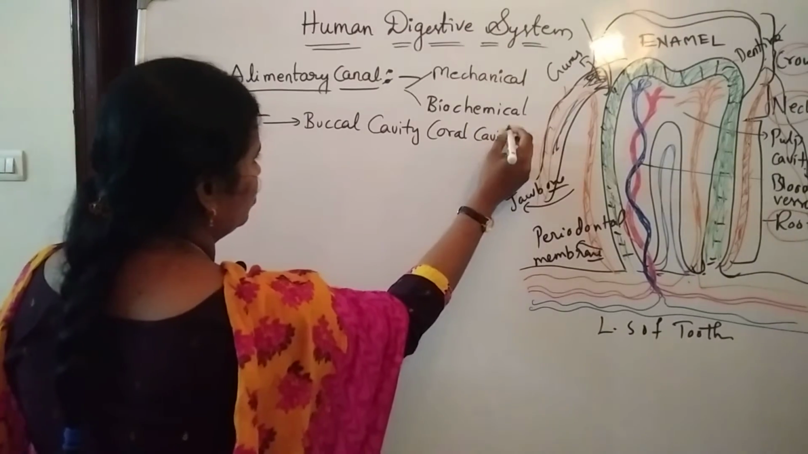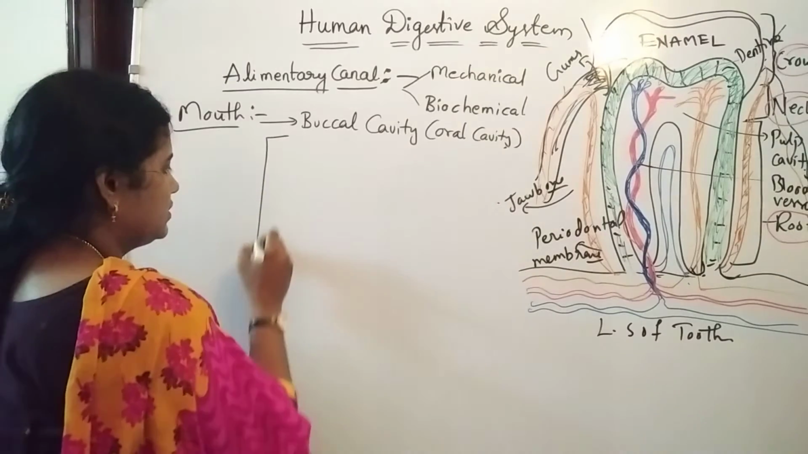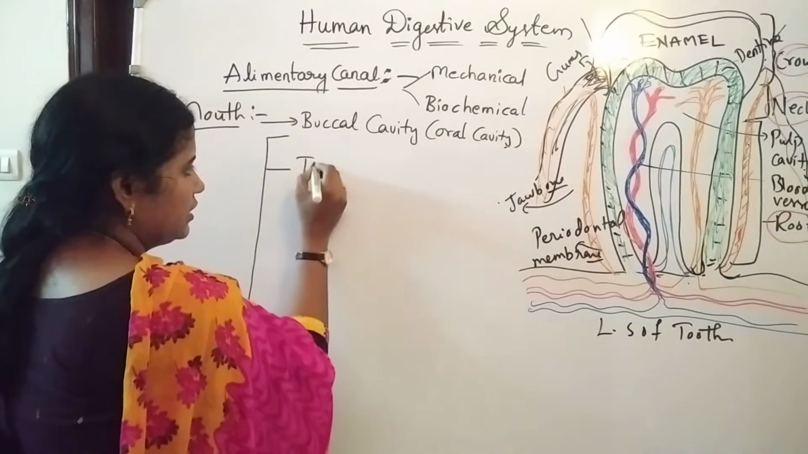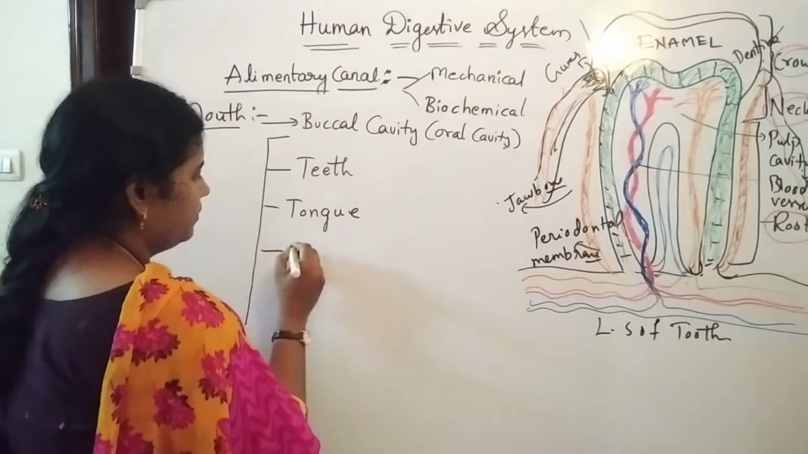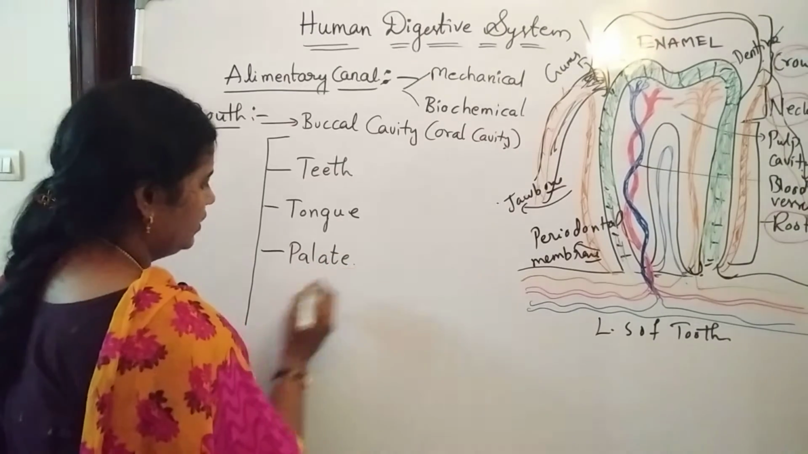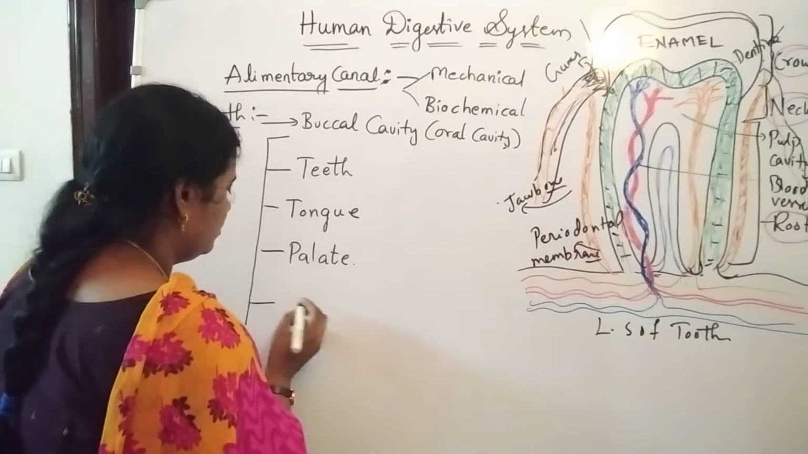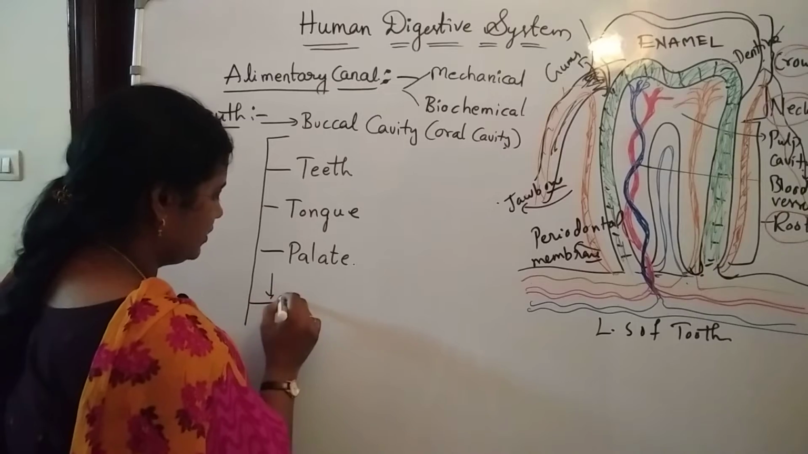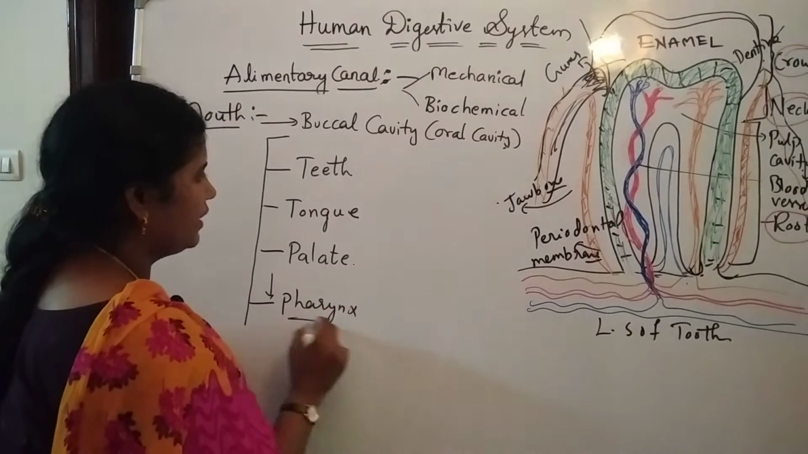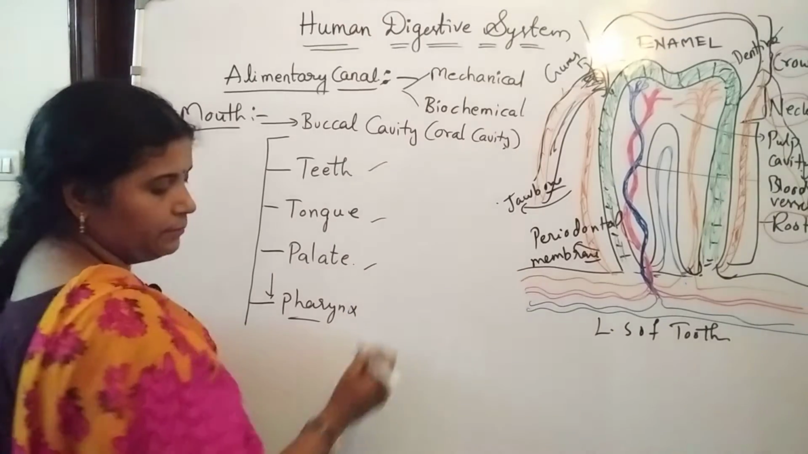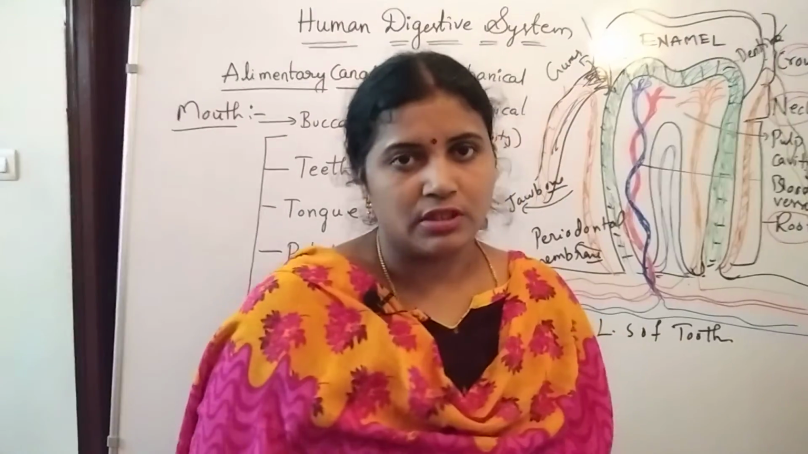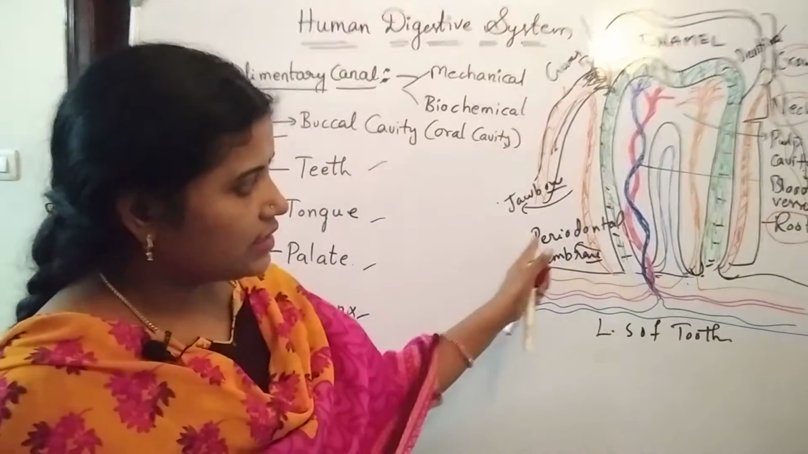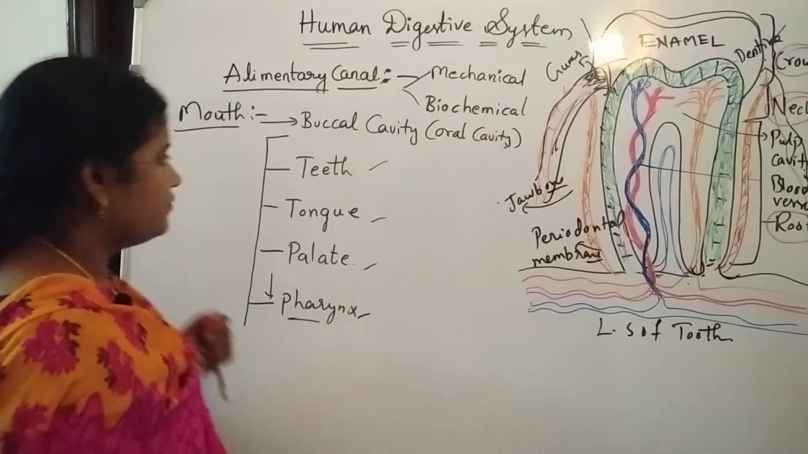Okay, so inside the oral cavity, what are the different types of structures present? Inside the buccal cavity it contains teeth, and then tongue, palates, and finally it enters into the pharynx. So mainly we are going to see teeth, then tongue, and then palate. After that we are going to see the pharynx. The buccal cavity is also known as the oral cavity. In that buccal cavity, I said about the teeth, so first one is the teeth.